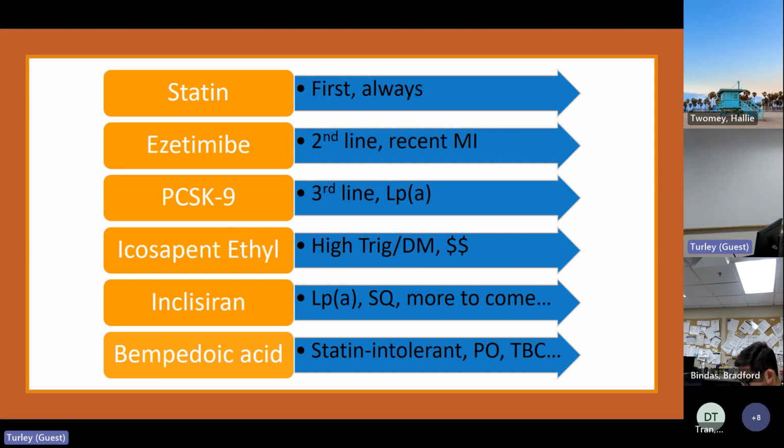Bempedoic acid, I'll mention too, is an oral medication for lowering LDL cholesterol that works in the liver and is really good to think about for statin intolerant patients because it doesn't cause myalgias. It doesn't affect the muscles as much as statins do. And it was recently in the New England Journal because it definitely lowers cardiovascular events, but to be continued. I really just want you guys to see those names because it will be something that we're doing.